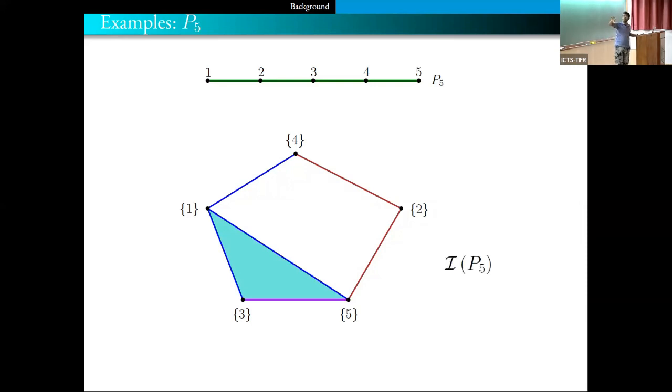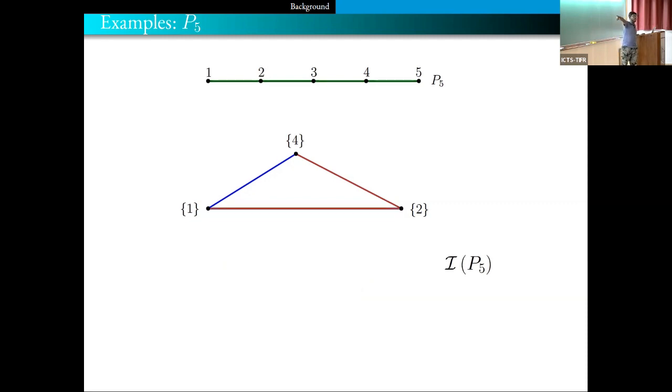So now, topologically, what is this equivalent to? This filled part I can just shrink to a point, and hence that's nothing but a triangle. And what is this triangle equivalent to? This is nothing but a circle. So the independence complex of P5 is the same as a circle.